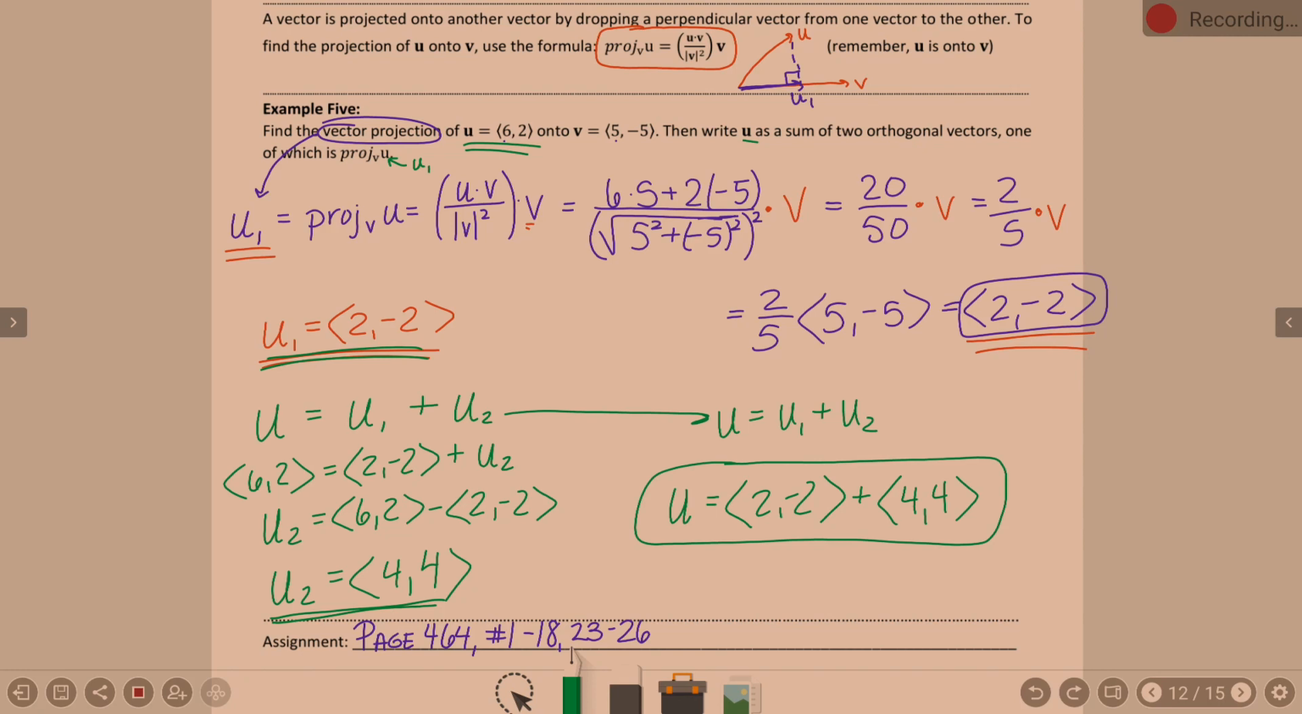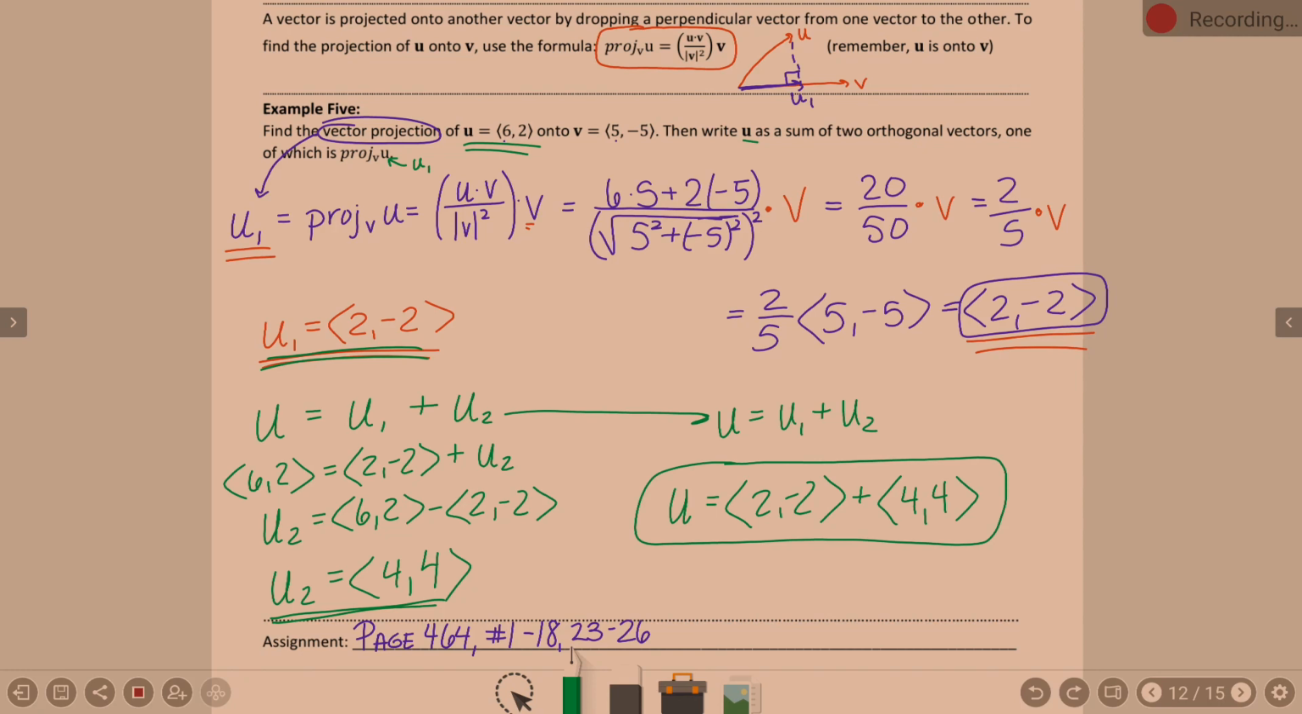And you can check your math. Do these two vectors add to be u? 2 plus 4 is 6. -2 plus 4 is 2. And that matches up to be u. So that is your projection formula. You will want to have that in front of you when you're working these problems.